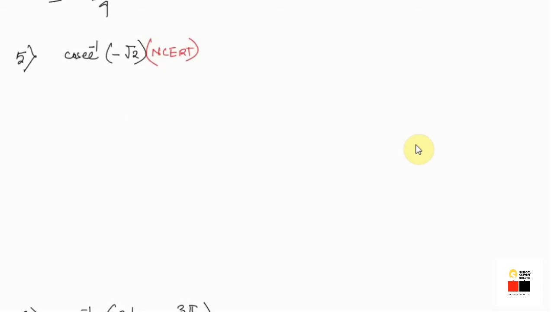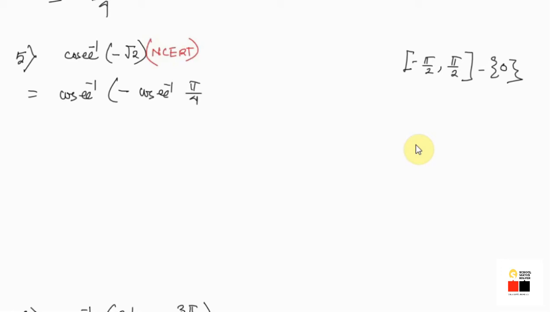Principal value of cosec inverse x lies between minus pi by 2 and pi by 2, but the principal value of cosec inverse x is other than 0. Cosec inverse minus cosec inverse pi by 4, root 2 means cosec pi by 4. This is not inverse, this is only cosec. Okay.